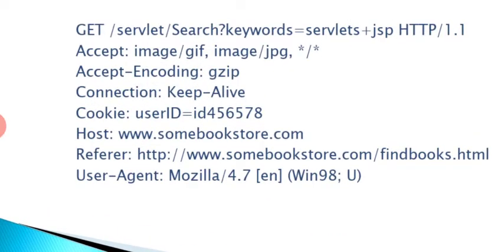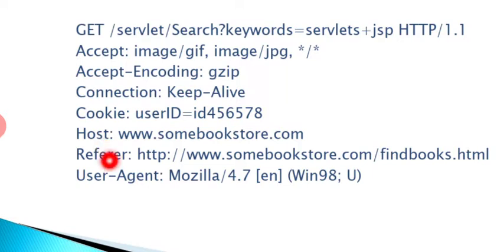Next is the host. In HTTP 1.1, browsers and other clients are required to specify this header, which indicates the host and port as given in the original URL. That is www.somebookstore.com. And next is the referrer. This header indicates the URL of the referring web page. So who is referring the web page here? The URL of the referring web page.